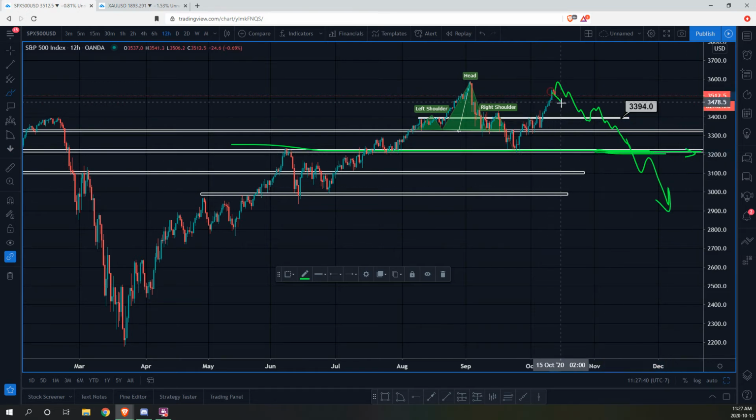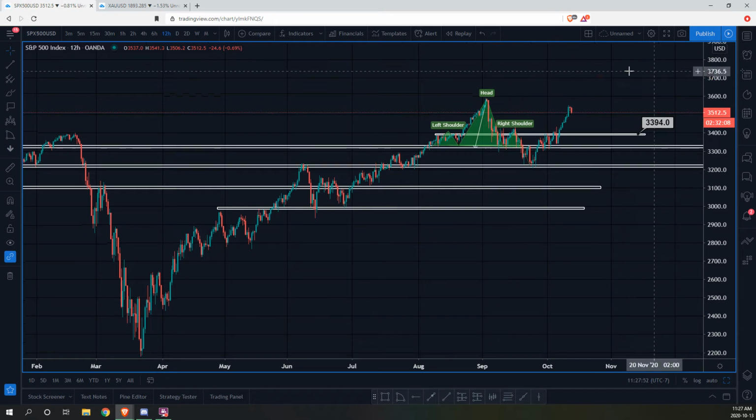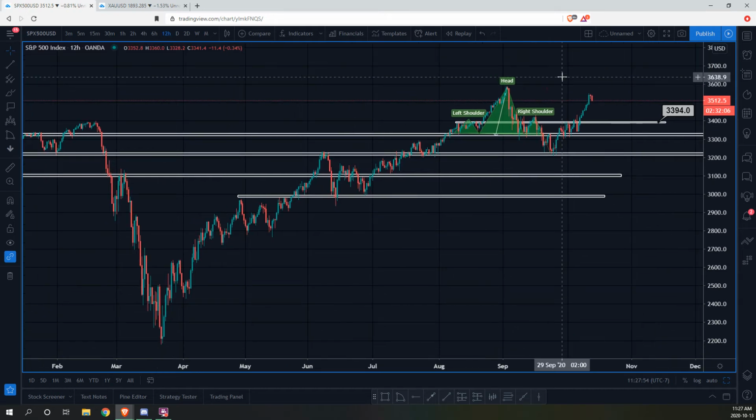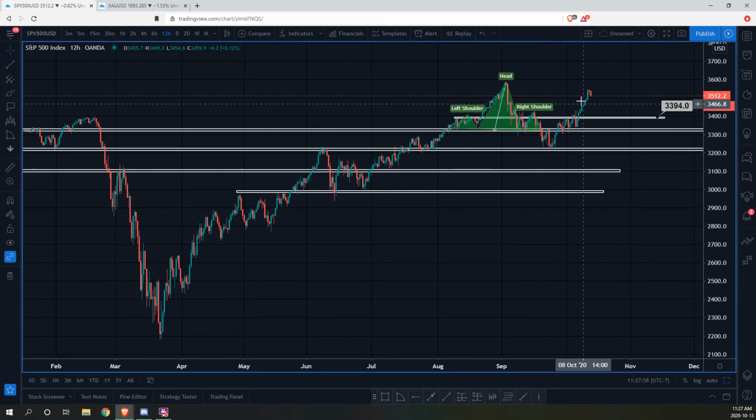If we are able to hold that $3,400, $3,390, and then continue to move to the upside, holding that as a nice level of support, that would be the ideal option, and that would be, in my opinion, the first situation that we would potentially have, or a higher probability situation, in my opinion. But there is definitely going to be some volatility due to the elections.